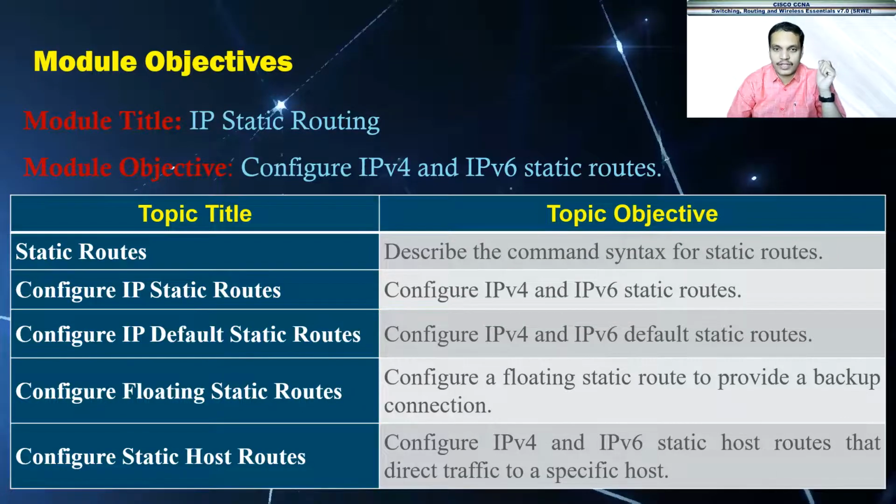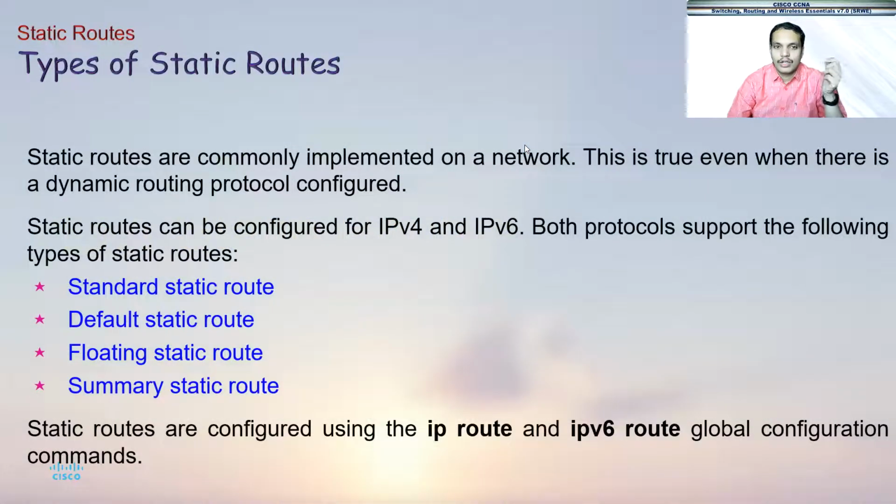Let us start with what static routes are. Static routes are commonly implemented on a network. This is true even when you have a dynamic routing protocol configured on the network. Static routes can be configured for both IPv4 and IPv6 networks as well. There are 4 different types of static routes based on the way that they are set up, which include the standard static route, the default static route, the floating static route, and the summary static route. All these static routes are configured in global configuration mode using the ip route or ipv6 route commands.